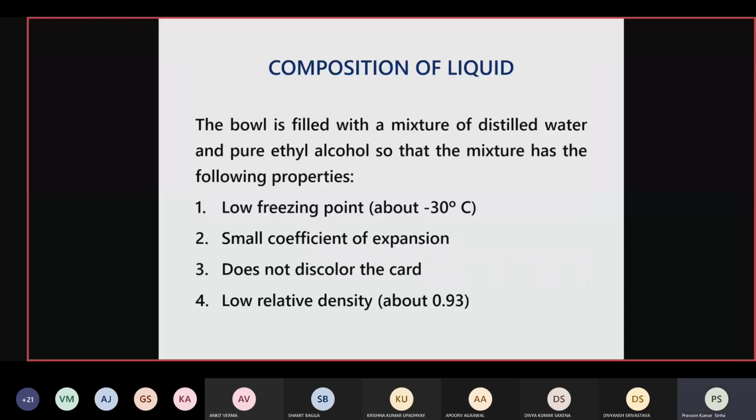The mixture of these two liquids makes the freezing point quite low, -30 degrees centigrade. It does not expand and contract very much, so the coefficient of expansion is less; there is not much volume change. The distilled water having no impurities inside and ethyl alcohol put together do not discolor the card. The card remains as bright as it was new for a long period of time.